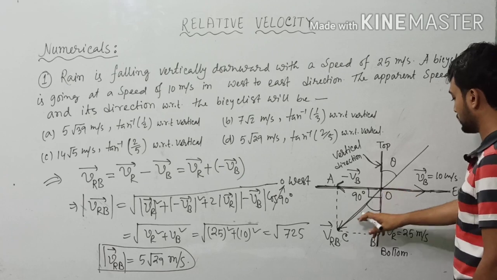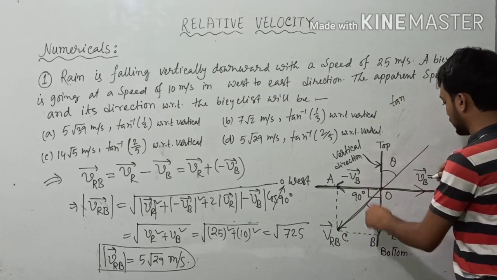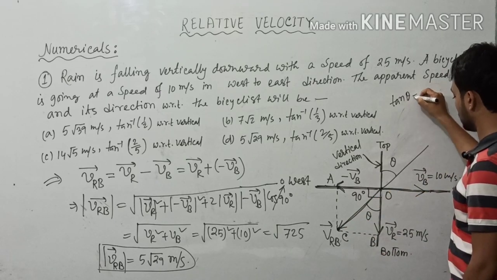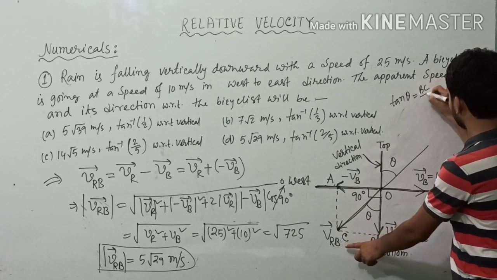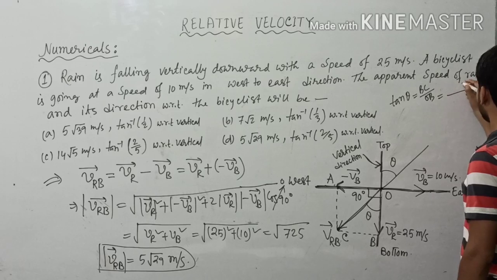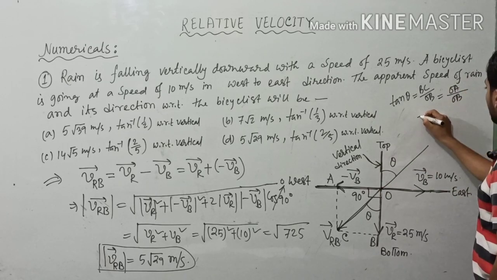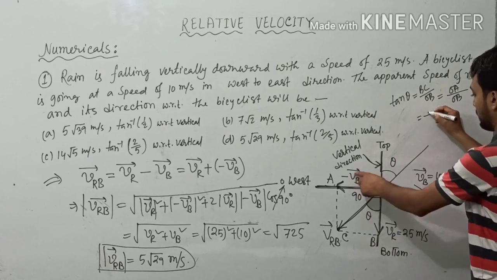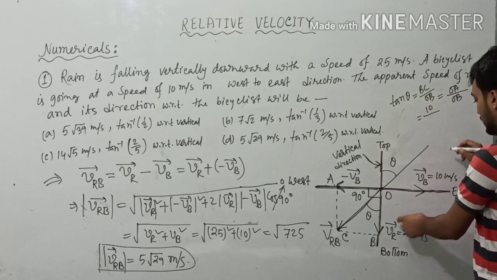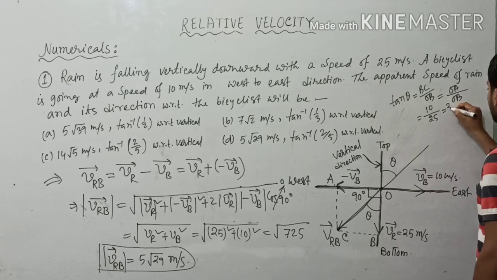Now the direction of this apparent velocity can be calculated from this triangle OBC. From the triangle OBC we can write tan theta is equal to BC by OB. This is what? BC is equal to OA. Now what is OA? OA is equal to mod minus VB, that is 10, and OB is equal to mod VR, that is 25. 10 by 25 is 2 by 5.